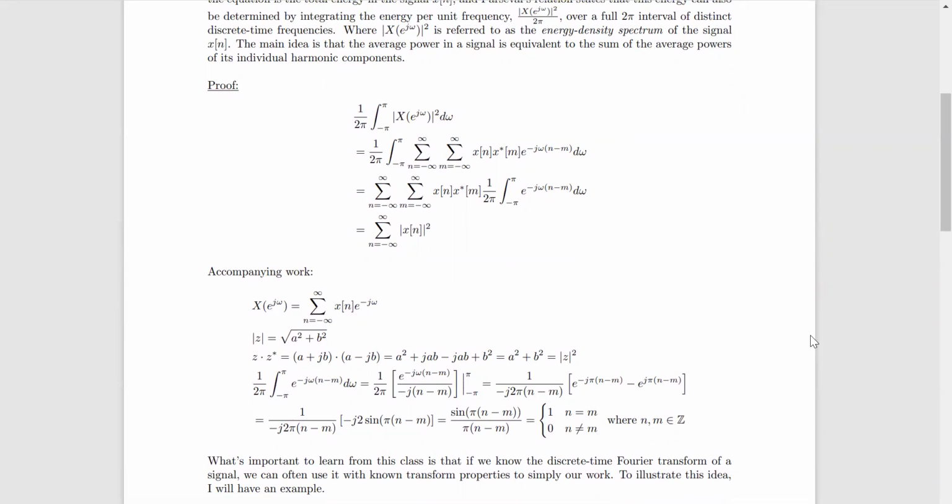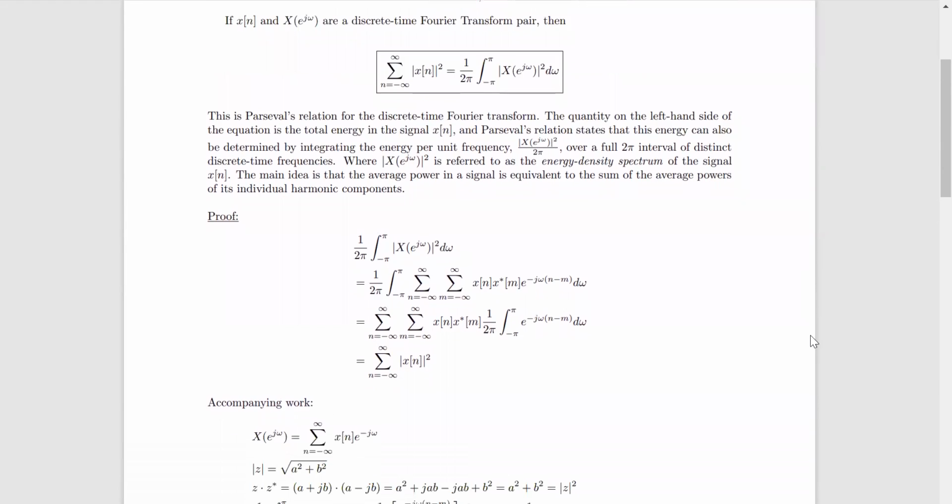You can pause and look at my proof down here. And so if we take that to be delta of n minus m, and multiply that times x conjugate of m, we effectively get x of n. So the summations are equivalent. And since x of n is multiplied times its conjugate, we're going to get the modulus again. And so that's how we come about with that equation.